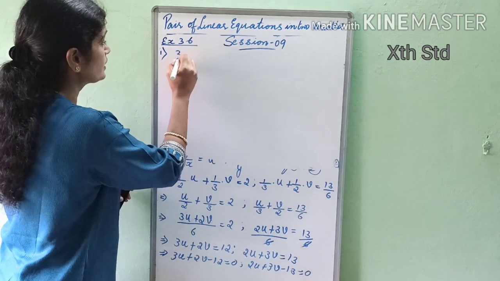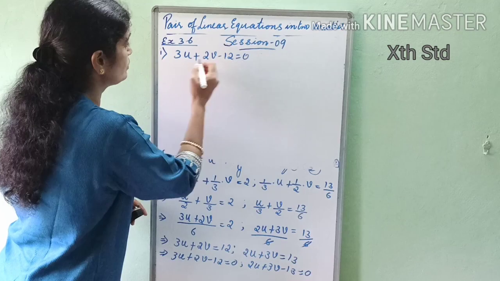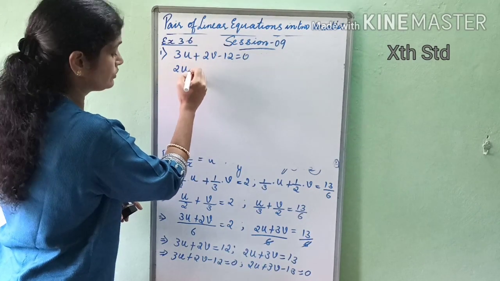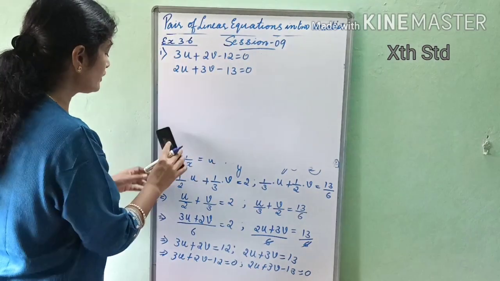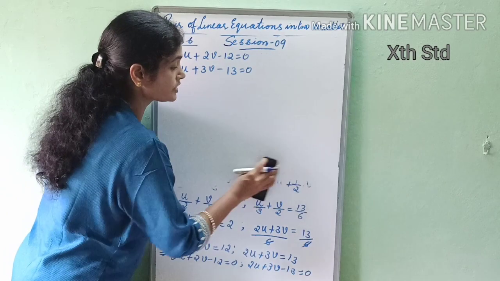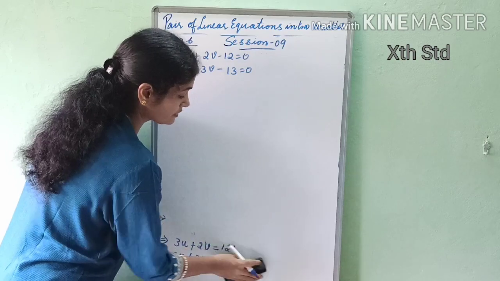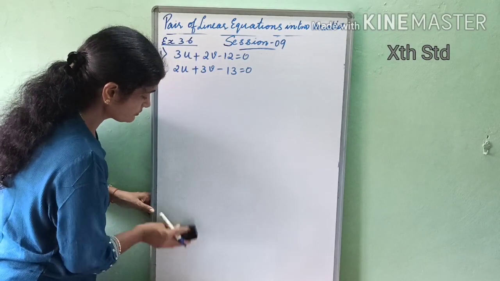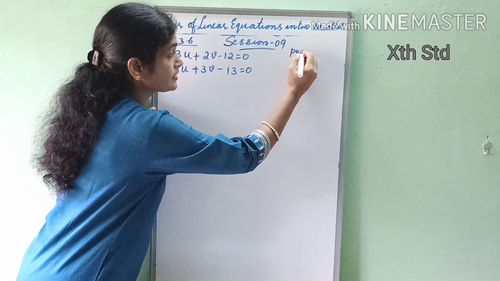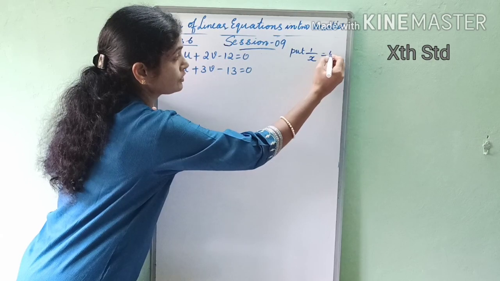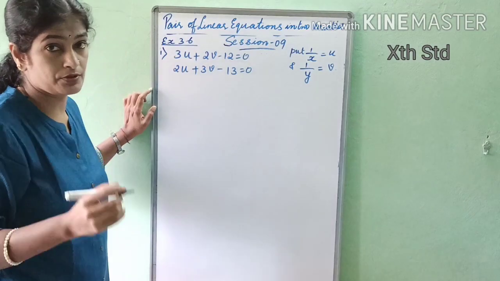So the equations are 3u plus 2v minus 12 equal to 0, then 2u plus 3v minus 13 equal to 0. Now any one of the methods you want, you can choose. Either substitution, elimination, or cross multiplication method you can take and solve this for u and v. But you remember what we have told, that we have substituted 1 by x is equal to u and 1 by y is equal to v, right? This is the substitution we have done.